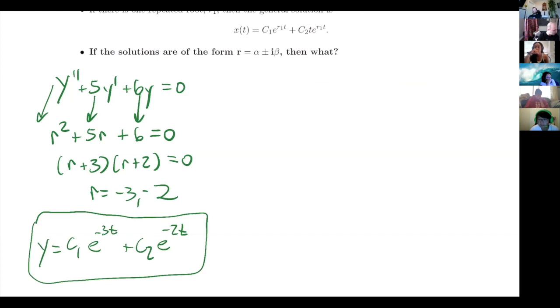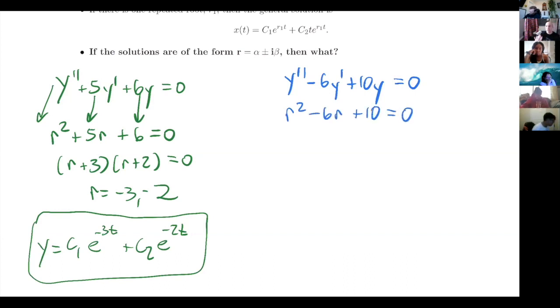Okay, now let's say we had one that looks like this: y double prime minus 6y prime plus 10y is equal to 0. We want to solve this with the same idea. We pull the coefficients from the differential equation to the corresponding characteristic equation, and then we would try and solve this. And this one doesn't factor.